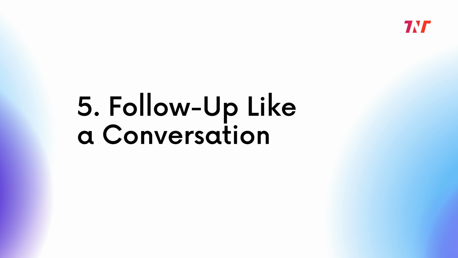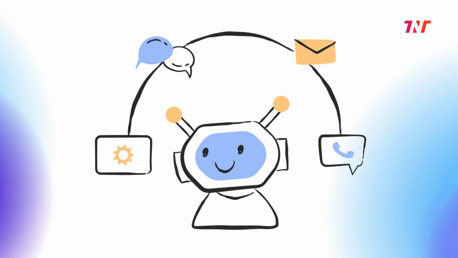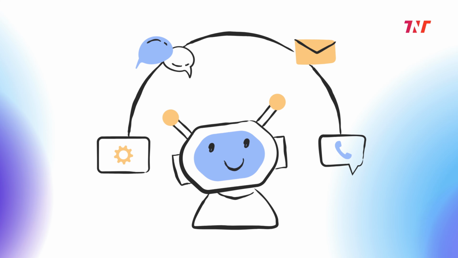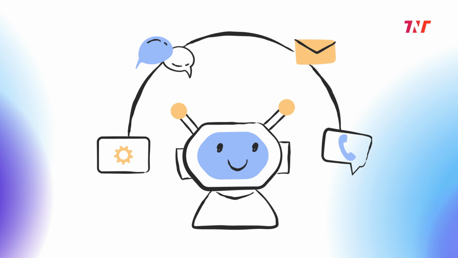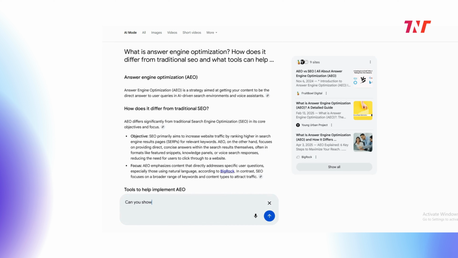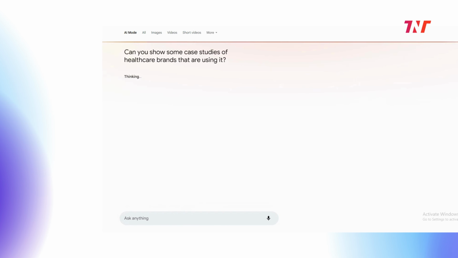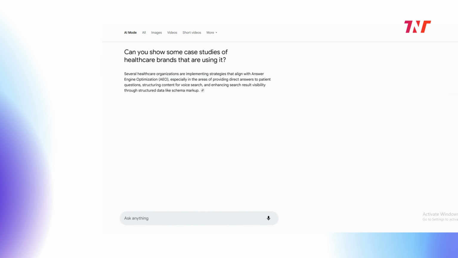5. Follow up like a conversation. Think of Google AI Mode as a smart chat, not a search box. You can ask follow-ups like, "What is generative AI in marketing?" or, "Can you show case studies from healthcare brands using it?" AI retains context from your earlier prompt, so each new message refines or builds on the last.